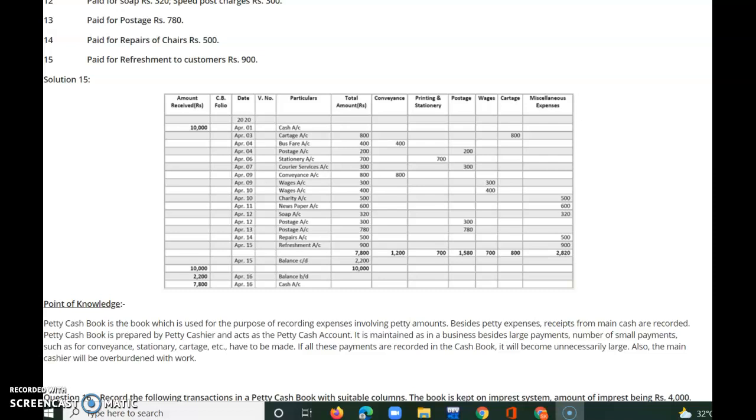So dear students, you understand that this way the petty cash book is to be prepared and the items are to be recorded. Petty cash book is the book which is used for the purpose of recording expenses involving petty amounts. Petty means small amount. Besides petty expenses, receipts from the main cash are also recorded, as we had written here at the beginning, and then here 7800, which is received as cash again for the next period. Petty cash book is prepared by the petty cashier and acts as the petty cash account.